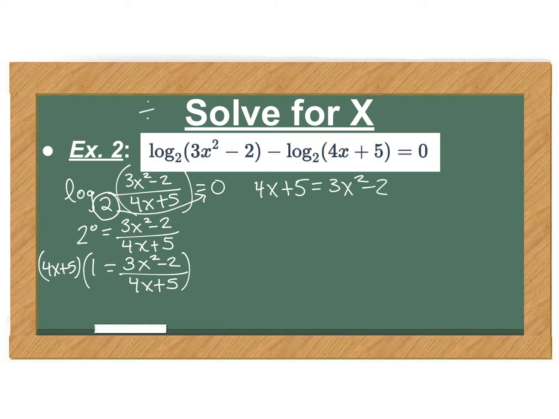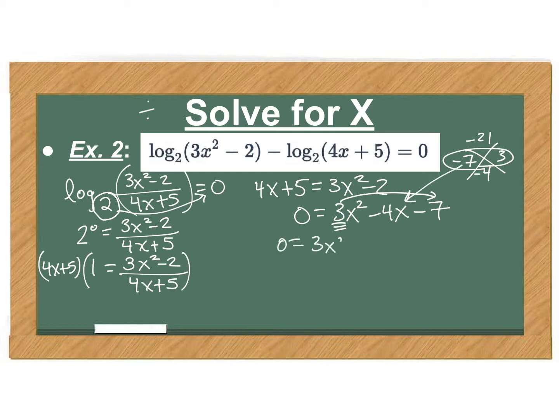Now this is just a quadratic, so I'm going to set it equal to 0. I'm going to subtract the 4x over. I'm going to subtract the 5 over. And we have another quadratic. A is 3 again. So I'm doing what multiplies to negative 21 and adds to my middle negative 4. That's going to be negative 7 and a positive 3. So I'm going to substitute those numbers in for that negative 4.